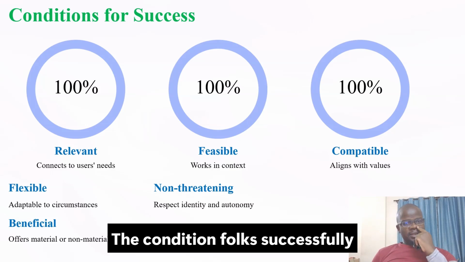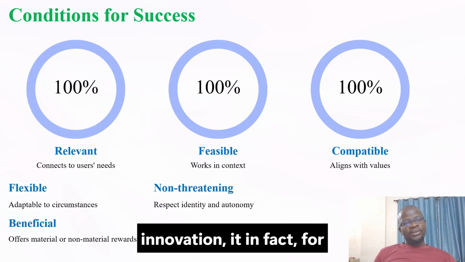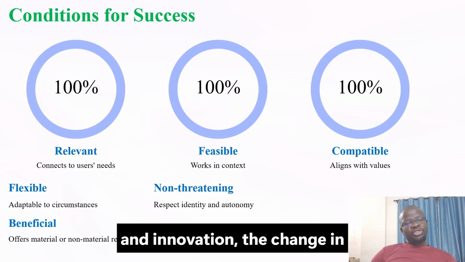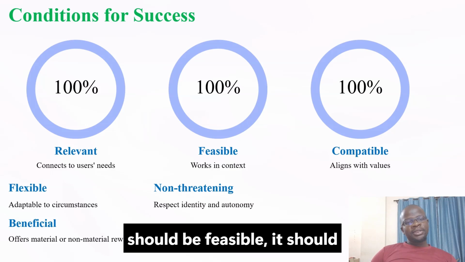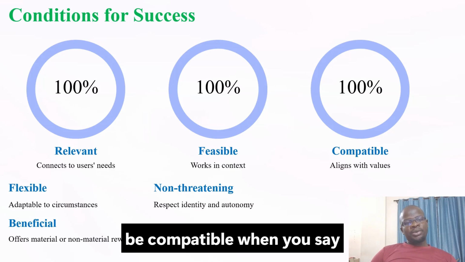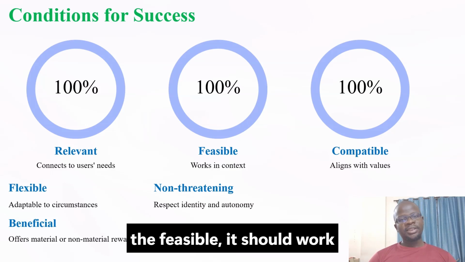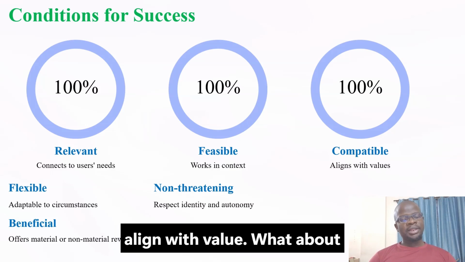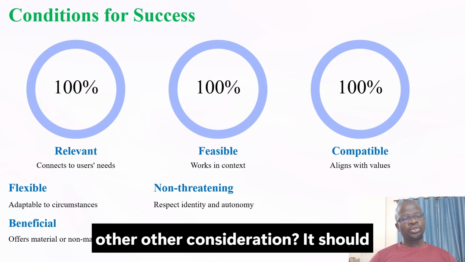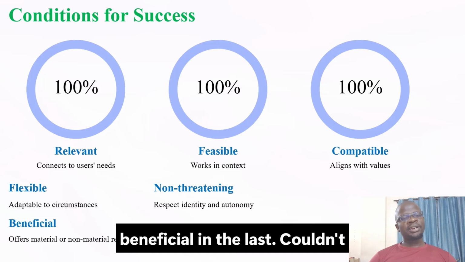Conditions for successful execution of curriculum change and innovation. In fact, for a proper execution of curriculum change and innovation, the change should be relevant, feasible, and compatible. When you say relevant, it should connect to users' needs. When we speak about feasible, it should work in context. Compatible means it must align with values. What about the other considerations? It should be flexible, it should be beneficial, and the last one, non-threatening.